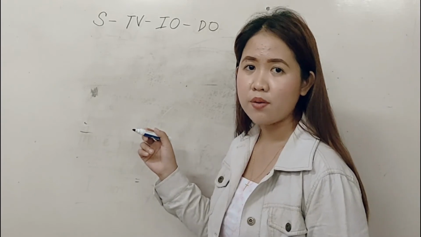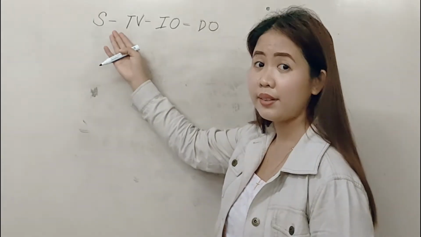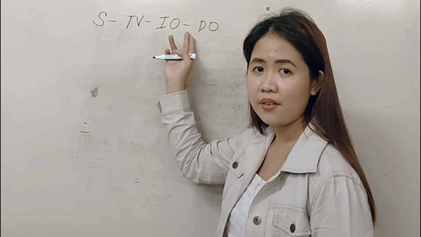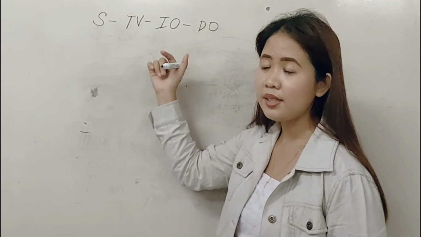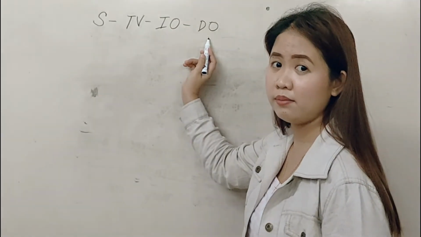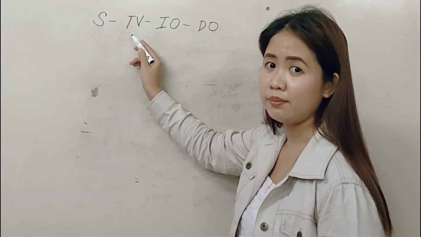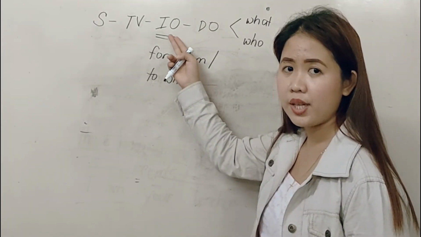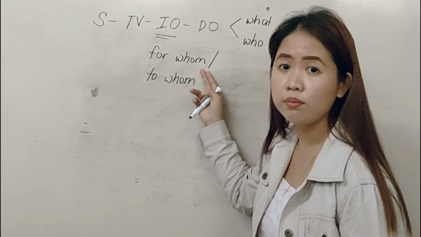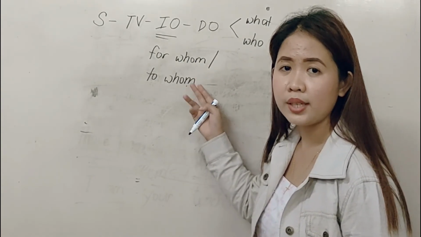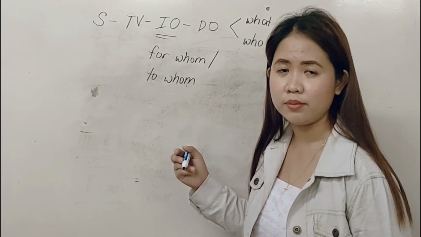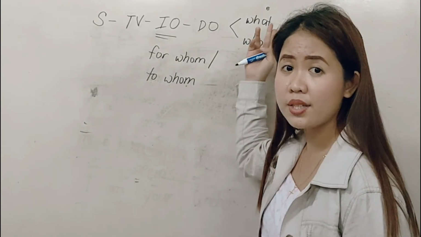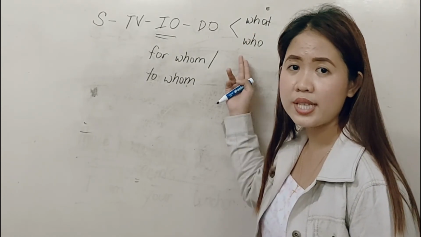This pattern is composed of subject, transitive verb, indirect object, and direct object. Again, if there is a direct object, we call the verb a transitive verb. Now, how about the indirect object? This indirect object answers the question for whom or to whom, kanino or para kanino, while the direct object answers the question what or who, ano o sino.